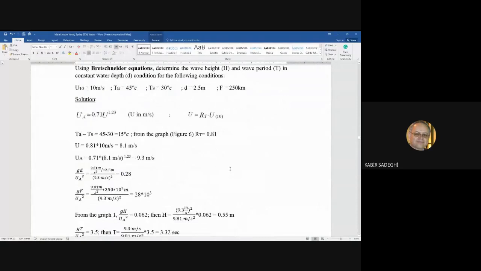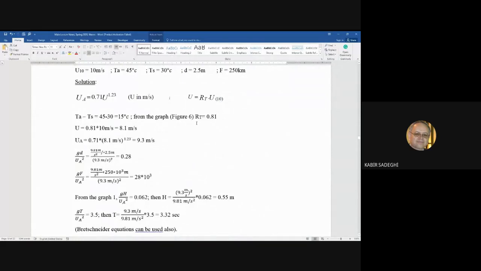Therefore, we have found RT, which equals 0.81. Therefore, we calculate UA by implementing RT times U10. First U, and then UA, we put in the formula. If U10 was given as 10 meters per second, U was 8.1 meters per second, and UA we found to be 9.3 meters per second.